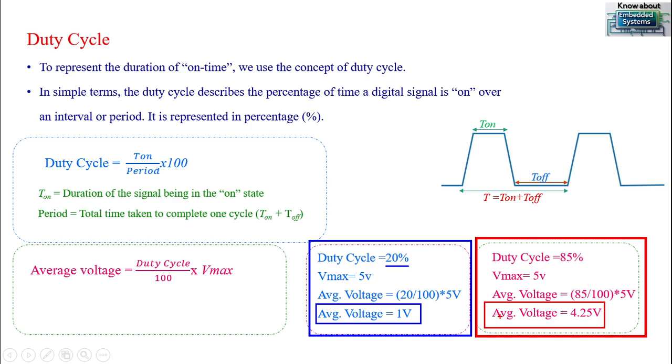Not only motor, not only light intensity, there are different applications. Using PWM, we can use ADC. In the ADC also we will use it. So with the help of a duty cycle, we can control the output voltage, the output average voltage. In turn, that will control the output device.